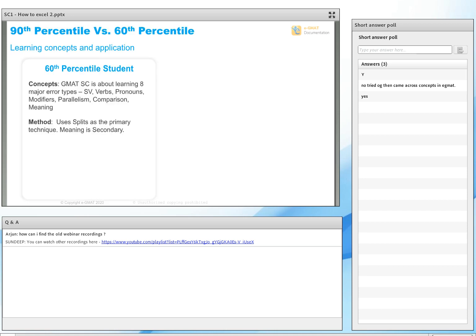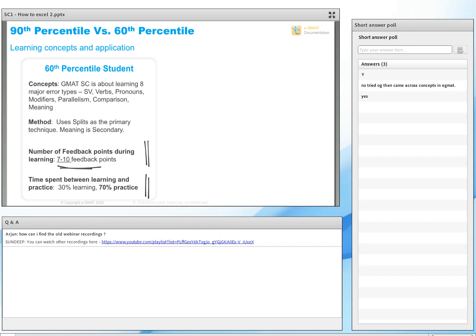And so when we think about a 60th versus a 90th percentile student, they get to those different endpoints because they have different attitudes. A 60th percentile student considers GMAT SC to be about these major error types and then says, if I know these error types, I'm going to use splits. I'm going to focus on the error types that are there in splits and figure out which option makes sense. And when they do this, they spend about 30% of their time learning and do about 8 to 10 quizzes while learning, where each quiz is a feedback point. And then they spend 70% of their time practicing. They practice hundreds and hundreds of questions and yet end up with that 60th percentile score.